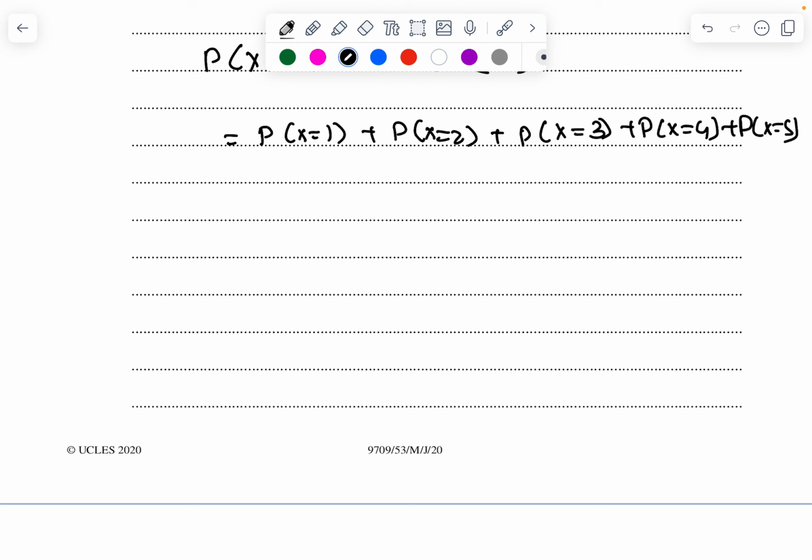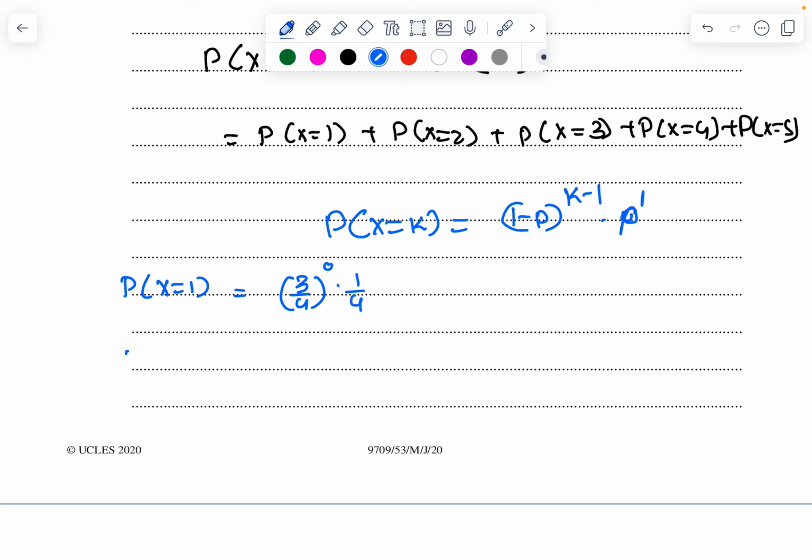So what am I going to do for that? We have to learn a formula from the geometric distribution. Probability of x equals k will be 1 minus p whole to the power of k minus 1 times p to the power of 1. So probability of x equals 1 will be 3 upon 4 whole to the power of 0 times 1 upon 4. Probability of x equals 2 will be 3 upon 4 whole to the power of 1 times 1 upon 4. Probability of x equals 3 will be 3 upon 4 whole square times 1 upon 4.